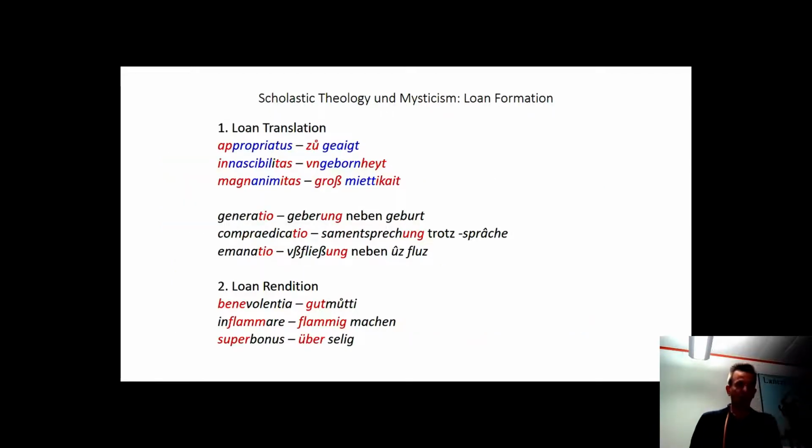Looking at the cases of loan formation, there is a slight dominance of loan translations close to the source language, such as Großmütigkeit to Latin magnanimitas, even in cases where the vernacular lexicon would have had alternatives. For Latin generatio, instead of the loan translation Gebärung, an alternative would have been Geburt, which was already attested in Old High German. Loan renditions such as überselig for Latin superbonus are on the whole less frequent.